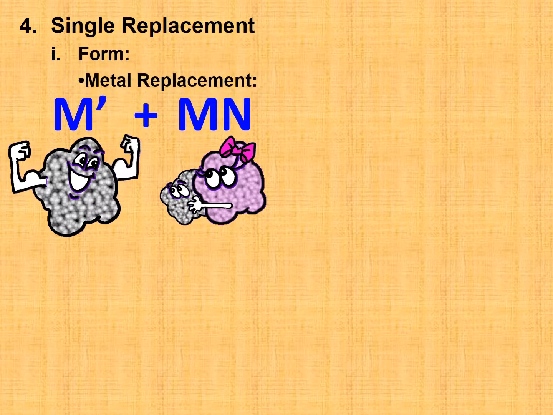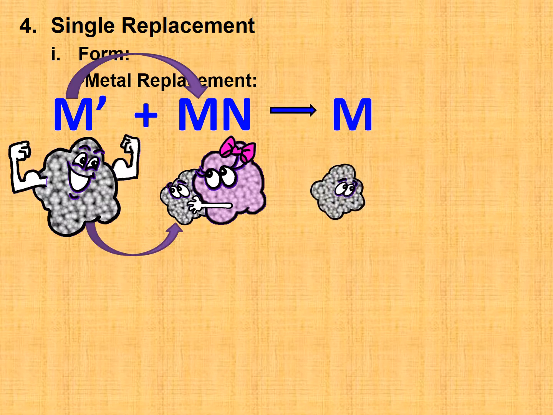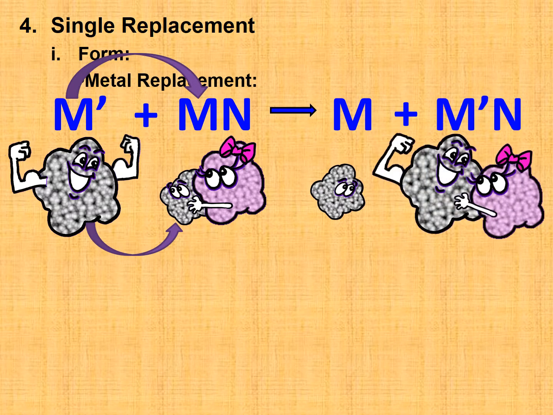So as we see here, the pure metal in elemental form is the stronger of the 2 metals, so it will be able to displace the metal M, which starts out in ion form in the compound. When that happens, what starts out as the metallic ion will now become a pure metal, that is M, and what starts out as the pure metal will now join the compound in ionic form.